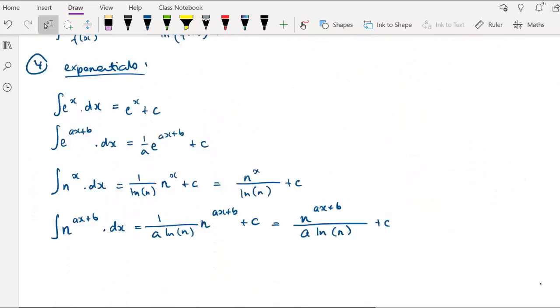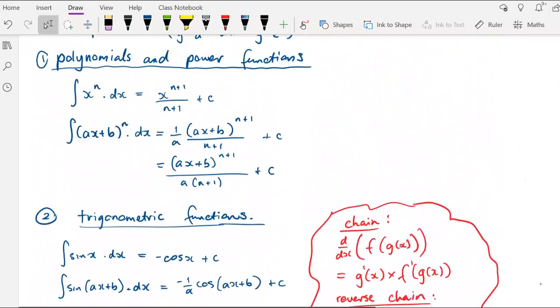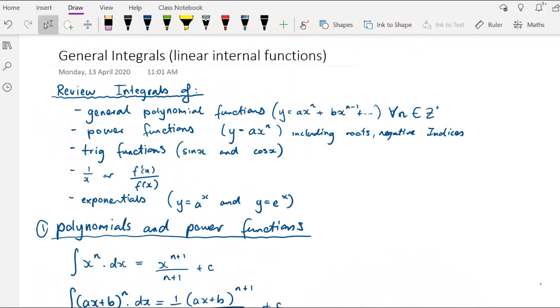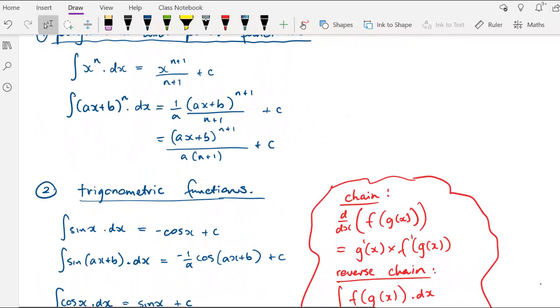Okay, so that concludes this lesson. This is just a review of the basic integrals you should already know. We'll apply that and we'll look at a couple of examples in the next lesson.